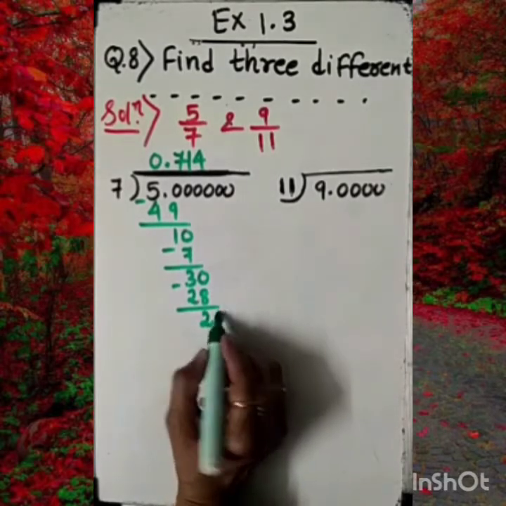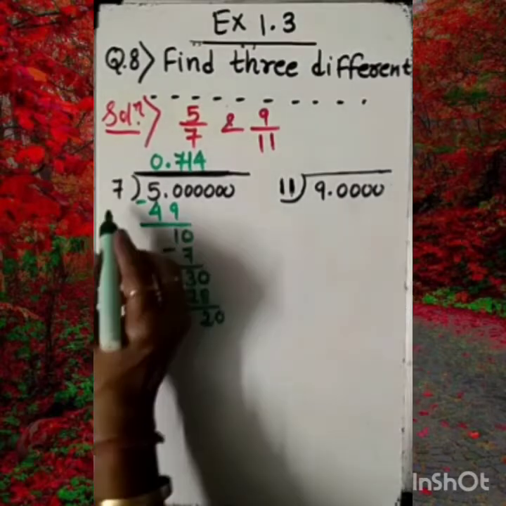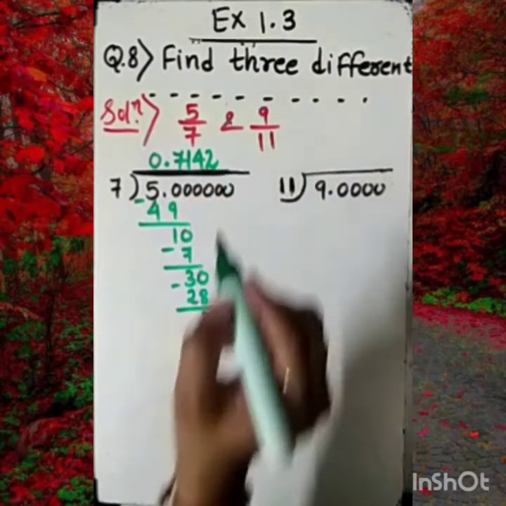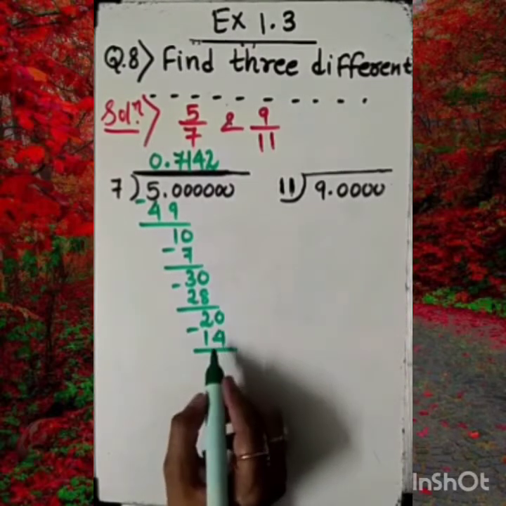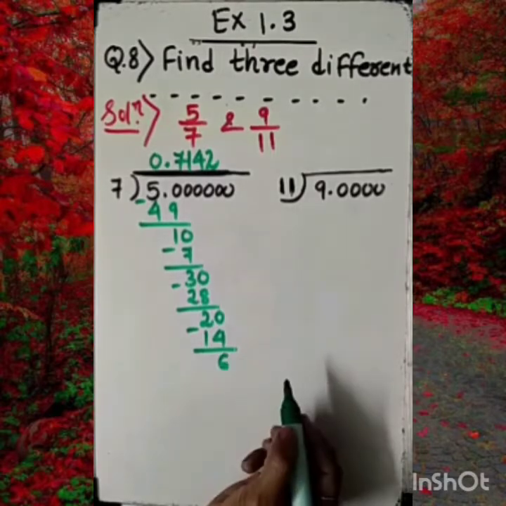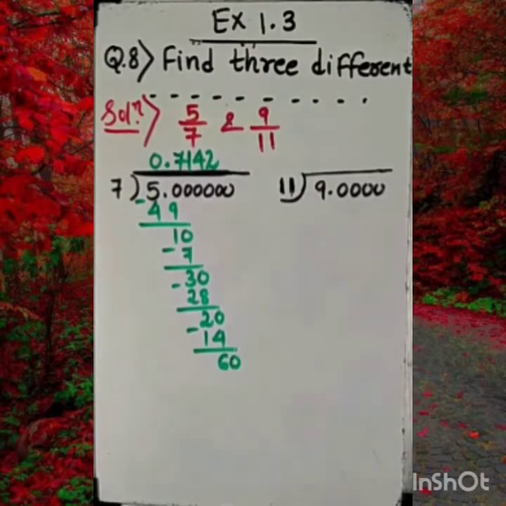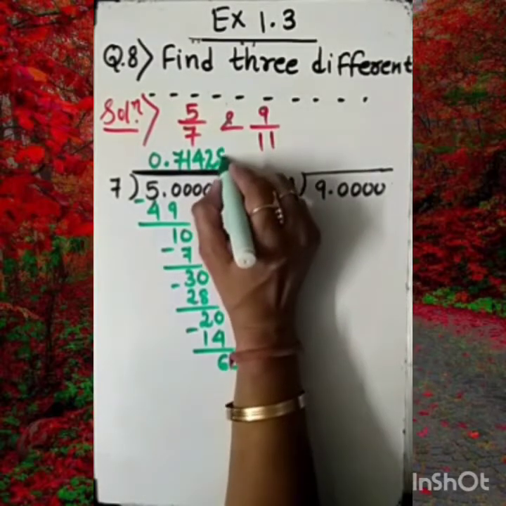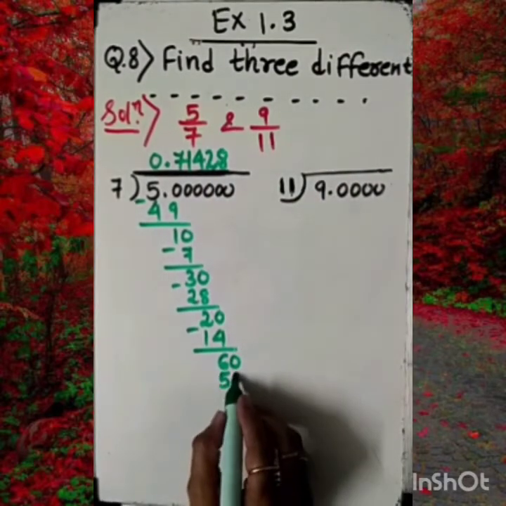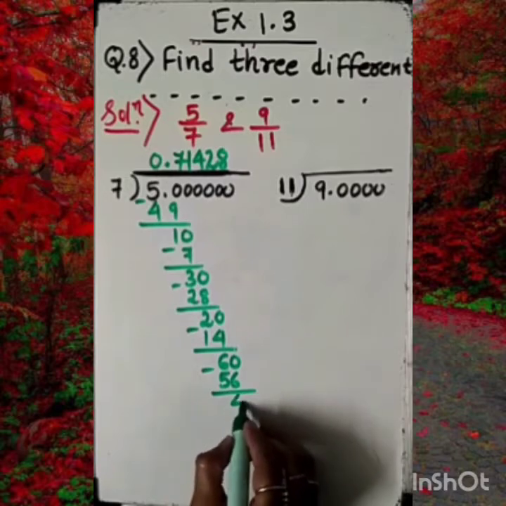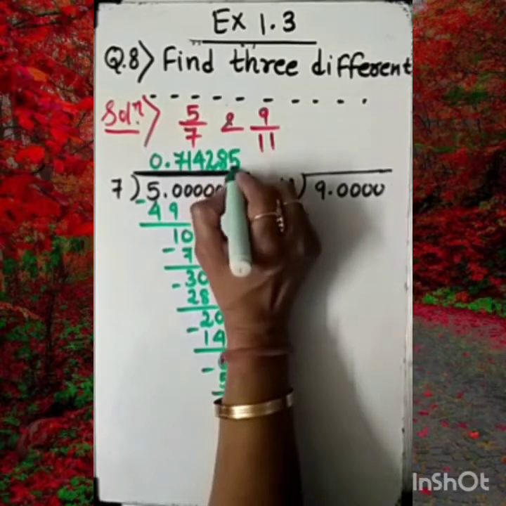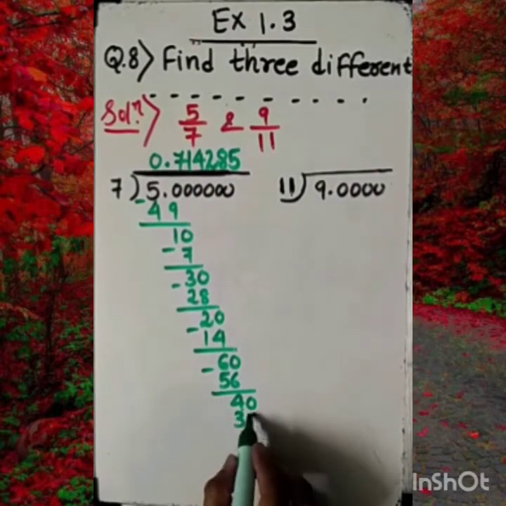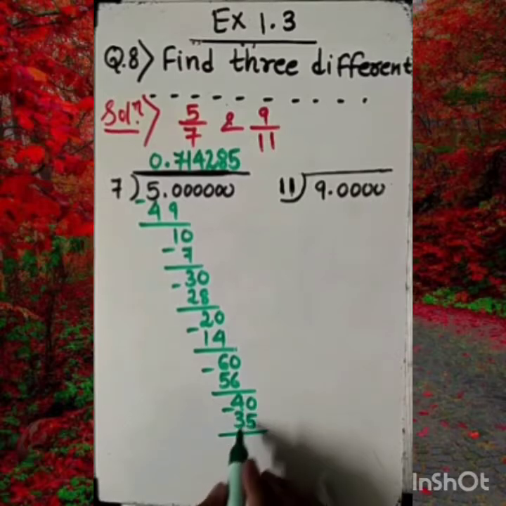Let me bring one more 0 here. Let's recite the table again. 7 twos are 14, because 7 threes are 21, which will be bigger than that. 20 minus 14 gives the result 6. One more 0, 60. We know 7 eights are 56. If I subtract this, I will get 4. Again 0, 40. We know that 7 fives are 35. 40 minus 35, the result will be 5.